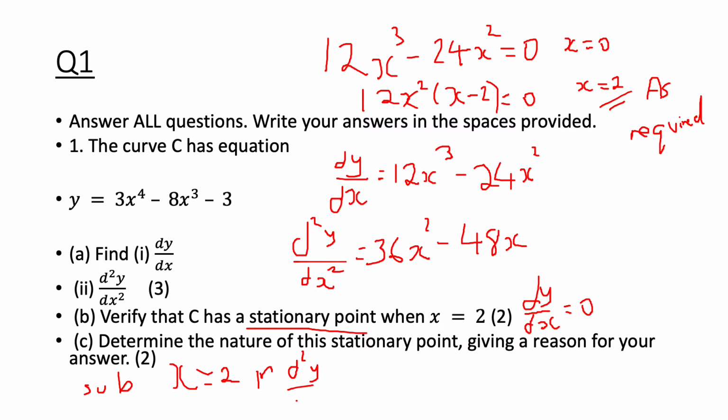So I'm going to have 36 bracket 2 squared subtract 48 times 2. Now 48 times 2 is 96. Doing this, 2 squared is 4, 36 times 4. So doing this on my calculator, 36 times 4, guys.